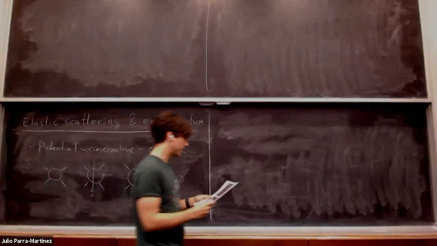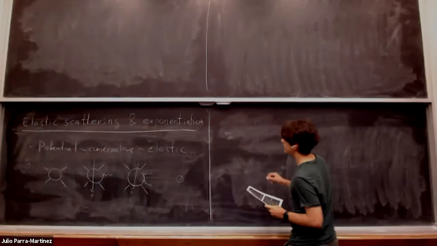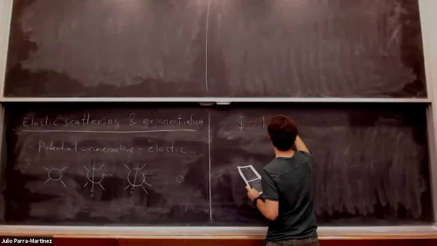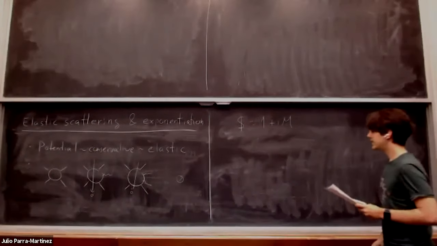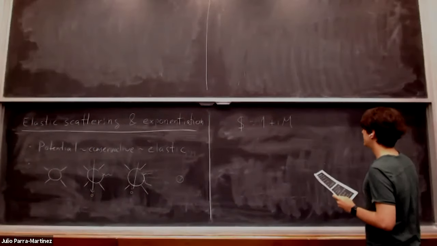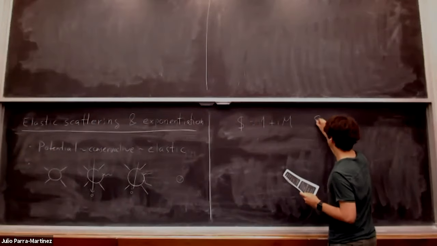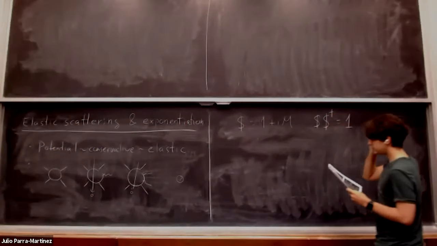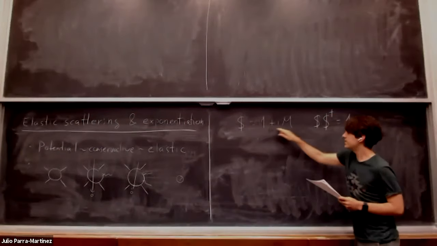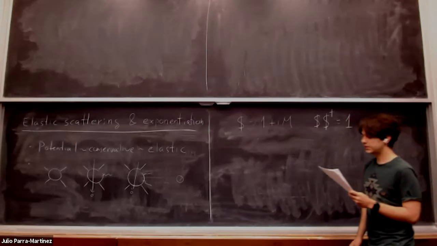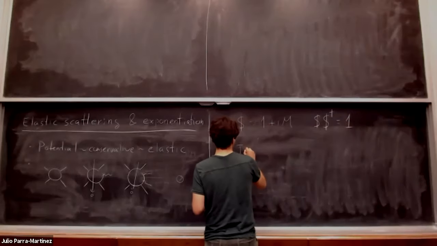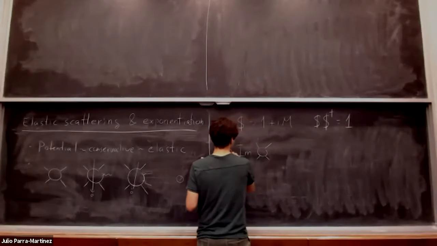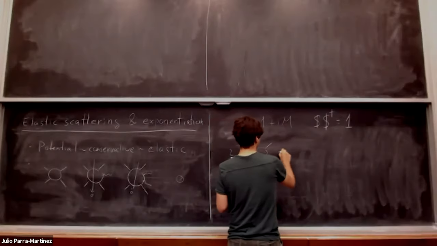Okay, so what does this have to do with the exponentiation? Typically we want to write the amplitude, so we write the S matrix equals 1 plus iM, or iT, where T is an operator. And then the unitarity of the S matrix, which is just the statement that this matrix is a unitary matrix. By expanding in terms of M, we find the usual unitarity relations that look something like this. So for instance, for the 4-point amplitude, we find that 2 times the imaginary part of the 4-point amplitude equals what?